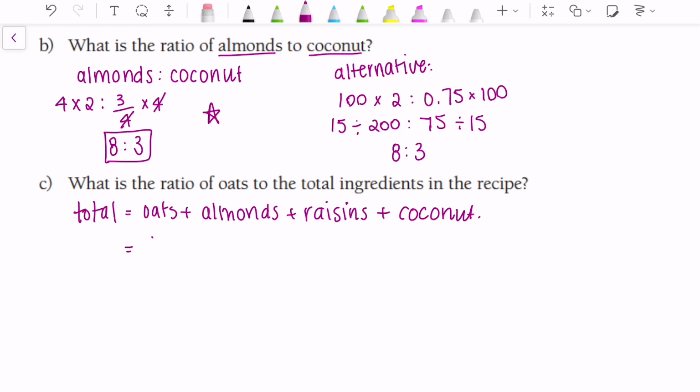Okay, so oats are 6, almonds are 2, raisins are 1, and then we have our 3/4 at the end there. So to me, it makes the most sense. You just add up all your whole numbers, which are 6 plus 2 plus 1 is 9, and then you leave your 3/4 at the end.